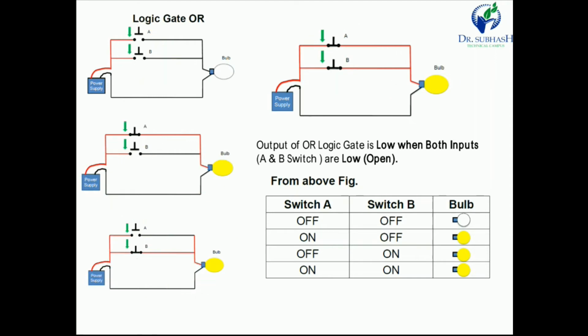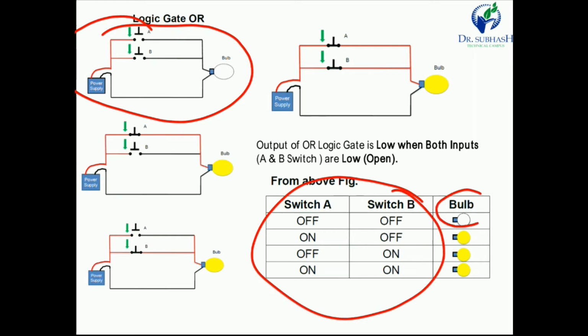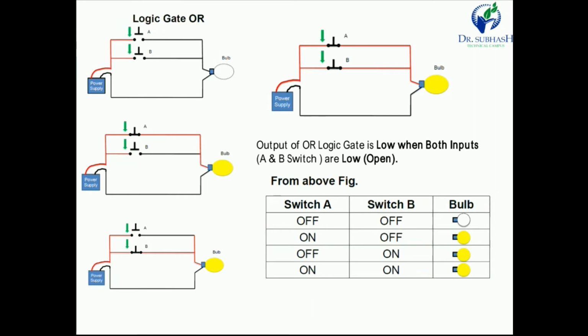So here we can see in the table that the output of the OR logic is low only when both input switches A and B are low. This condition you have to remember. Here the bulb is off only whenever both switches are off. If any one switch is on, then the output becomes on. So in the table, one condition the bulb is off, and in the other three conditions the bulb becomes on because there is a path for the current to flow. So this is the table for the OR gate.